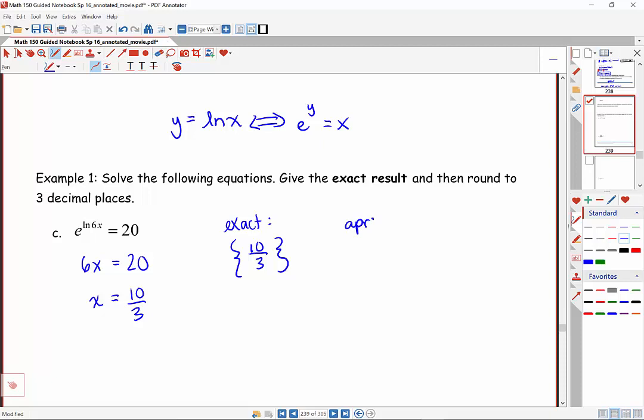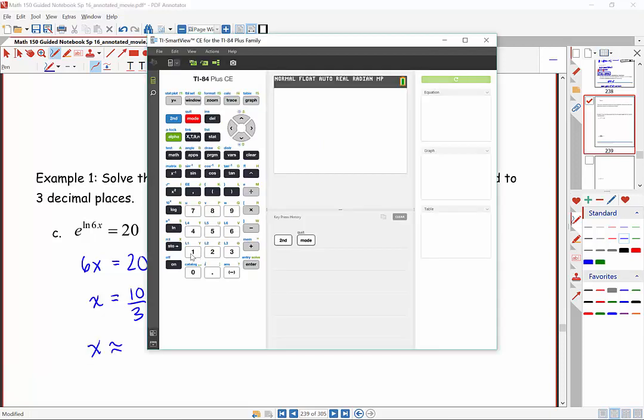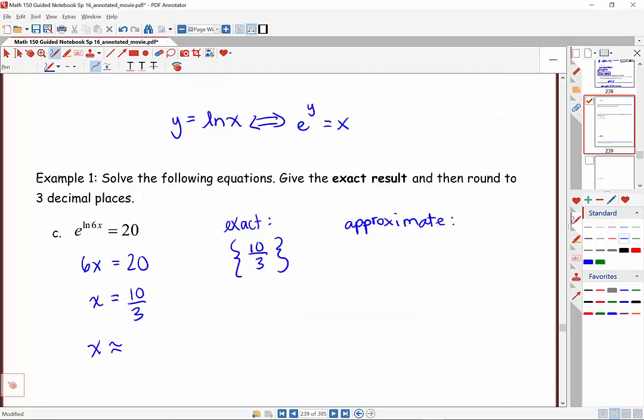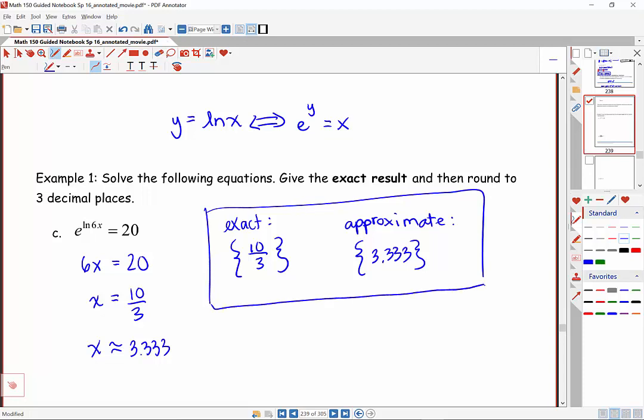And then the approximate result would be, all right, so what was it, 10 thirds? And that would be 3.333. Okay, moving along.